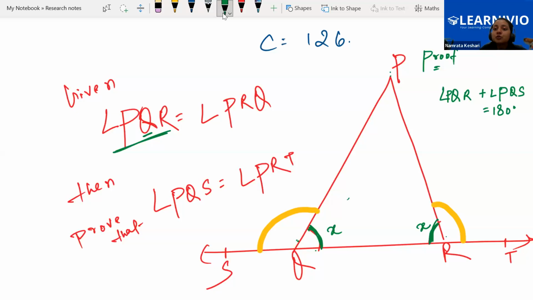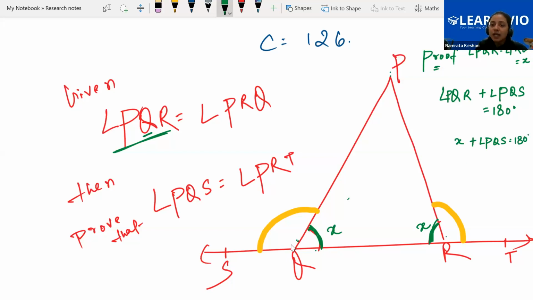At first we have to assume, let's say angle PQR is equal to PRQ, which is given in the question, that we are assuming as X. You can take Y, you can take Z, whatever you want to take as the assumption. Now PQR, we have taken the assumption it is X, plus PQS, we don't know what that is, is equal to 180.